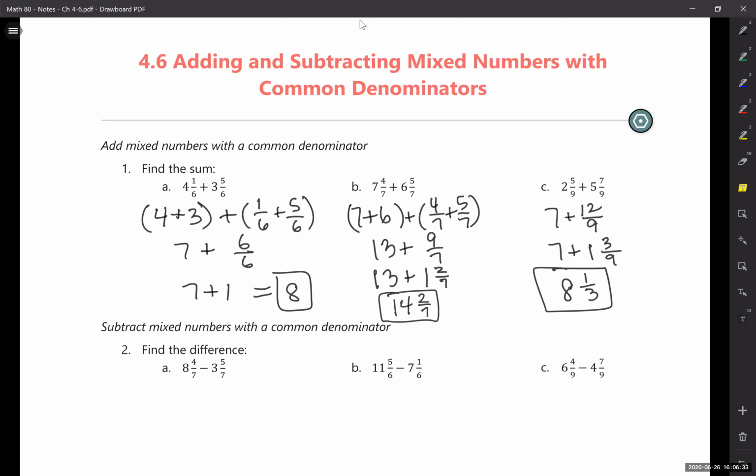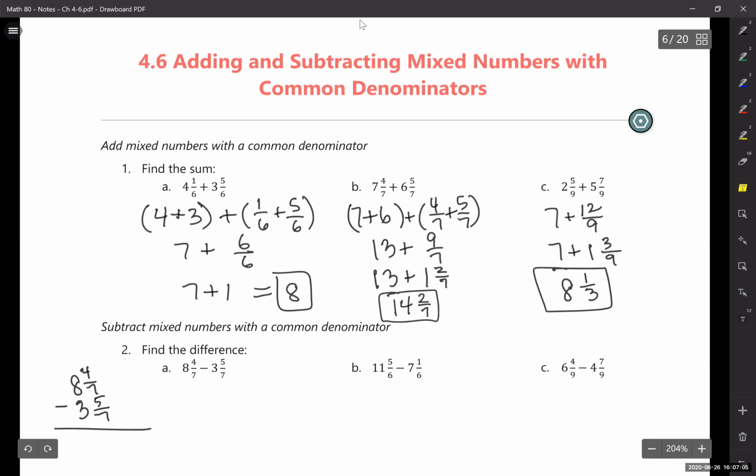Okay, so I have 8 4/7, and I'm taking away 3 5/7. And I can't just move things around as easily because of that subtraction sign. So before I could just add stuff and added it in the order and it didn't matter because it was all addition. But since we're subtracting, it doesn't work that way. So I'm going to write it off to the side. 8 4/7 minus 3 5/7.